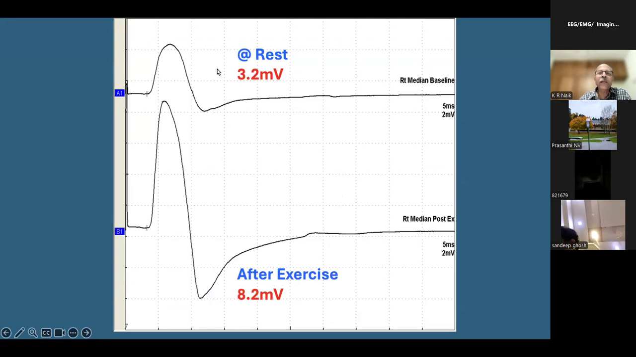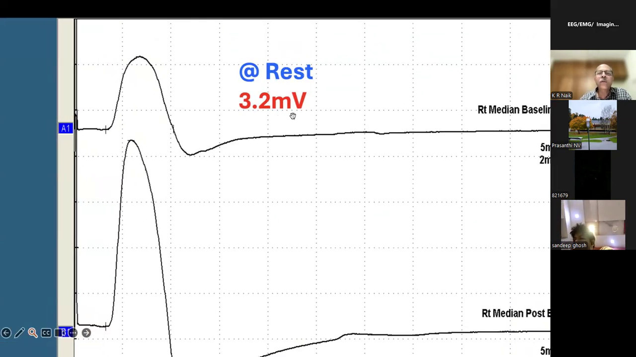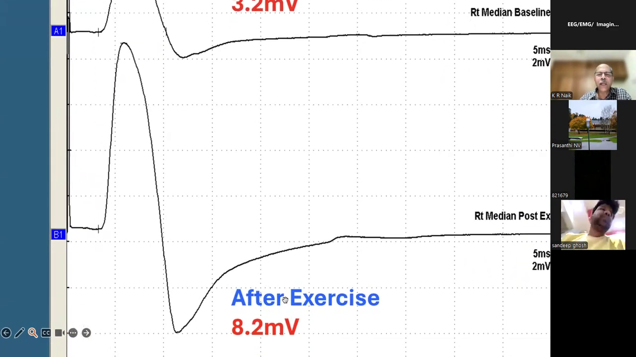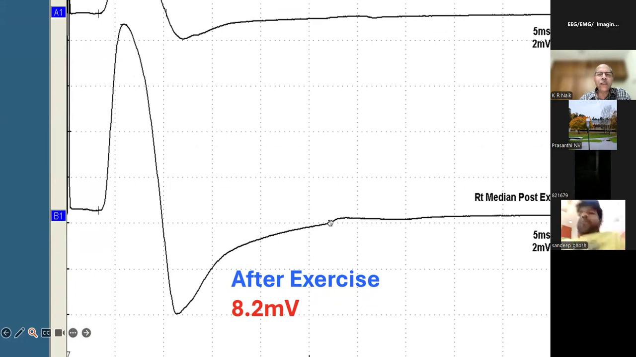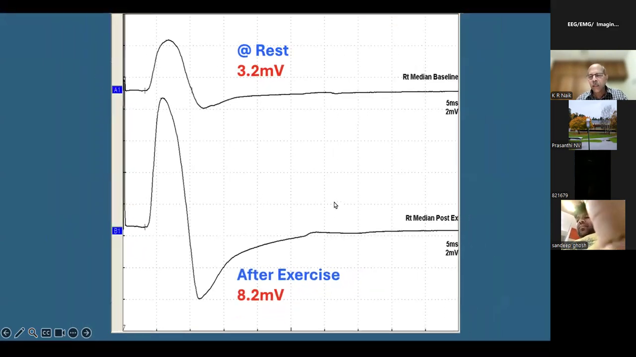So same patient, before exercise, 3.2 milliseconds baseline, after exercise, 8.2. This was before the tetanic stimulation, which was given. By the time he was already on medication. I think that's it.